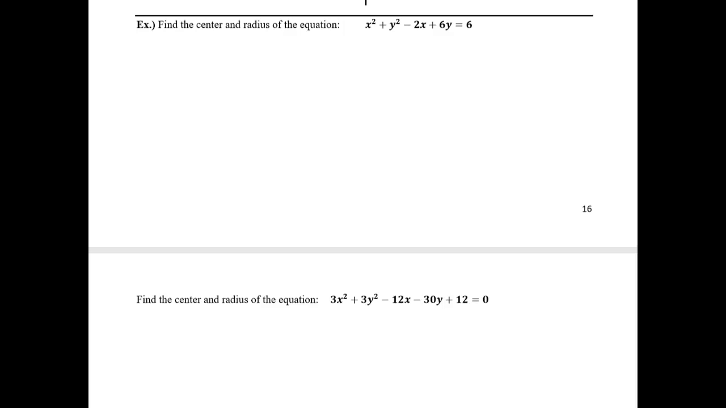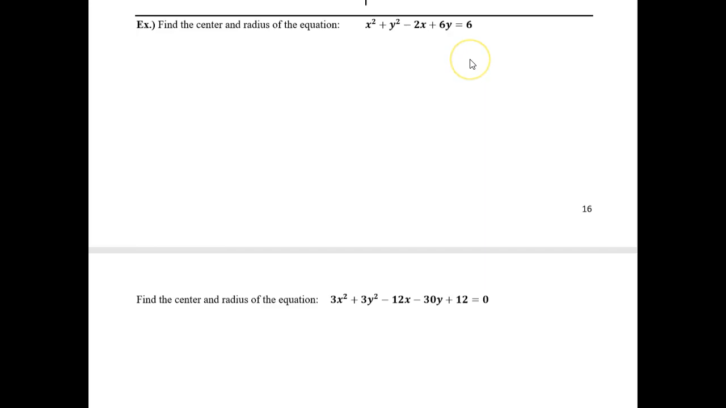In this video, we're going to be finding the center and radius of a circle using an equation that is not in standard form. For example, we have the equation x squared plus y squared minus 2x plus 6y equals 6. So we can see that it's not in standard form because we don't have the quantity squared, like x minus 4 squared. We have this negative 2x and 6y, so we've got some first degree things going on here. This is not in standard form. How do we get it into standard form to be able to identify the center of the circle?